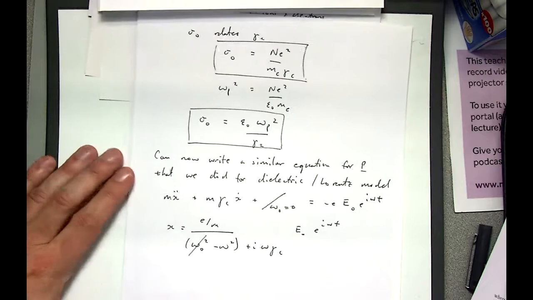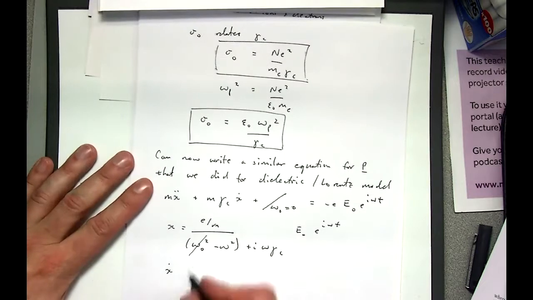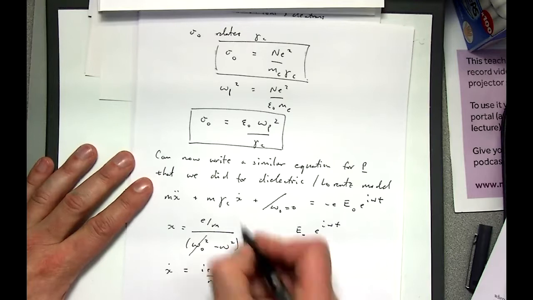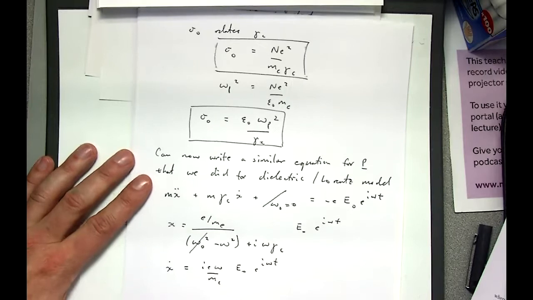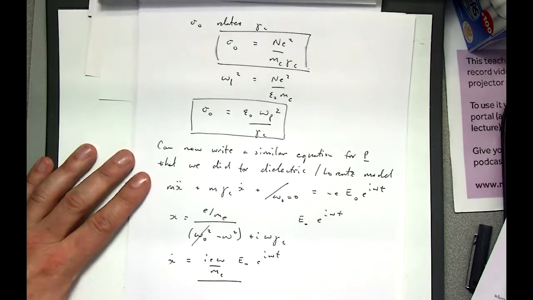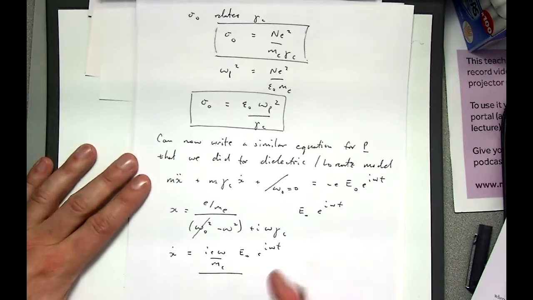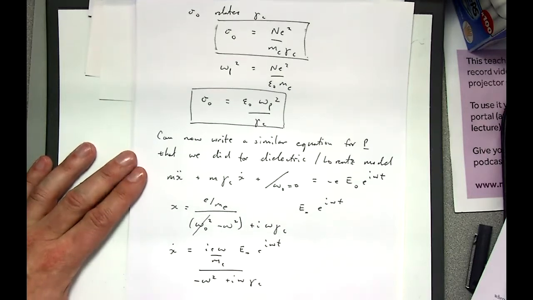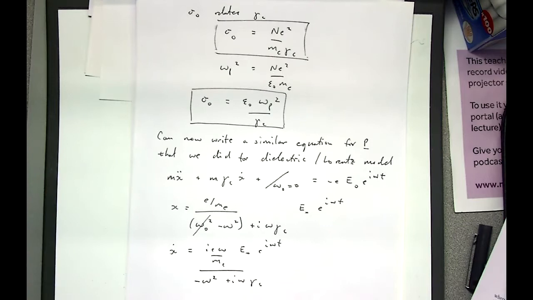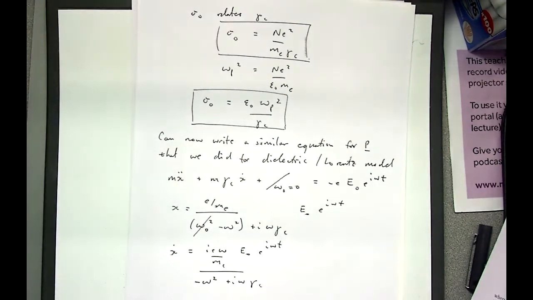Well, I can just differentiate that, can't I? I can say that x dot is equal to i e omega over m E0. It's the motion of the electron, so it's the electron mass. And I get rid of that, I'll ignore that omega naught squared. So I just have minus omega squared plus i omega gamma c. Now, if you look in textbooks, you'll see other ways of getting this result. I think it's Lorrain and Corson you should look in for this.